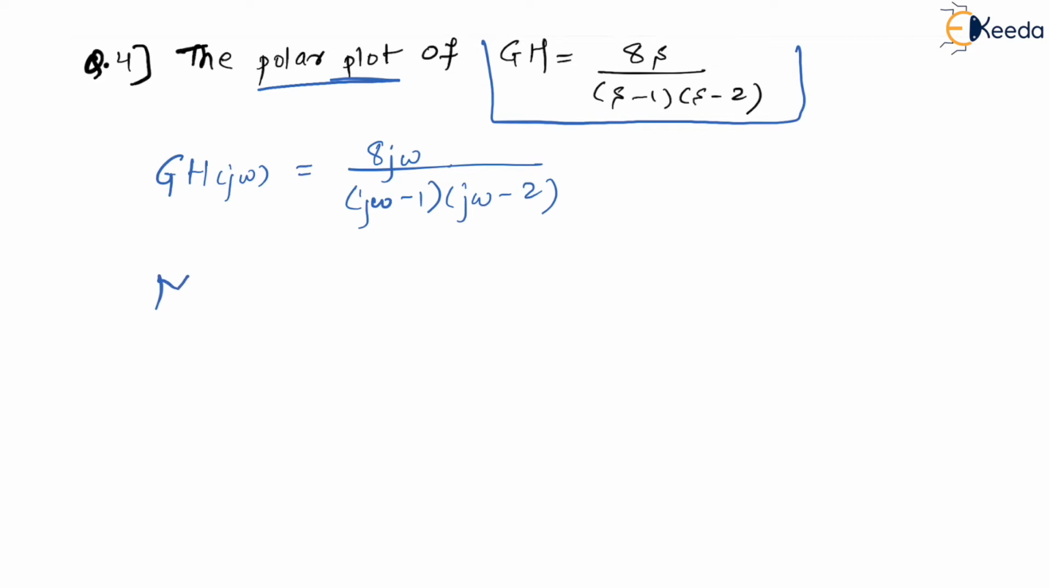Now we find the magnitude. Magnitude is going to be 8 omega upon under root of real part square plus imaginary part square, so you get under root of omega squared plus 1, again into under root of omega squared plus 4. Is that correct? Yes.